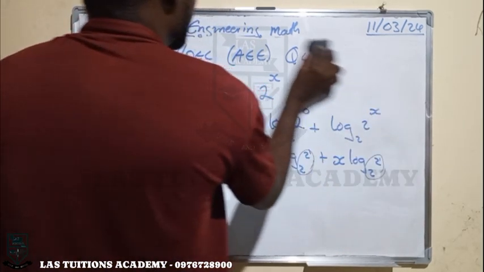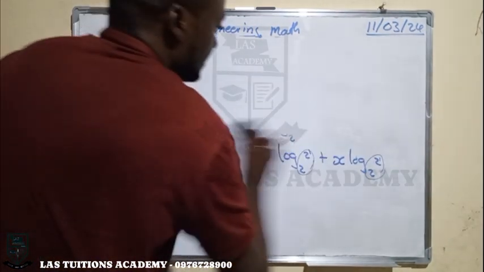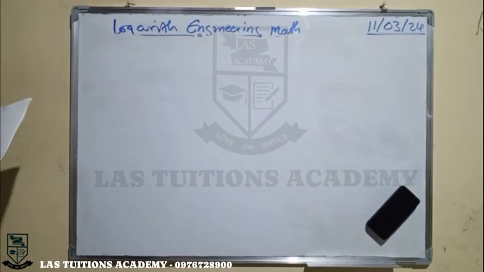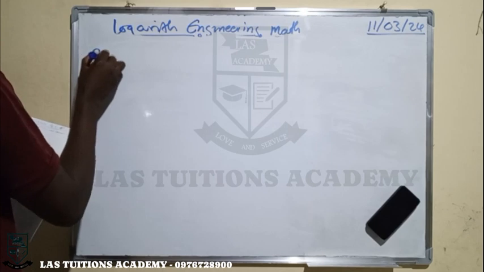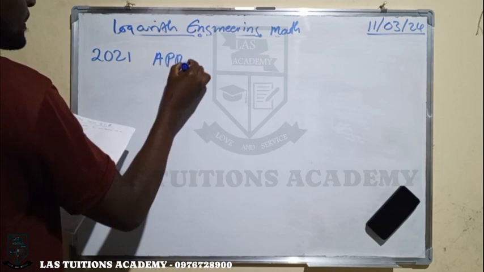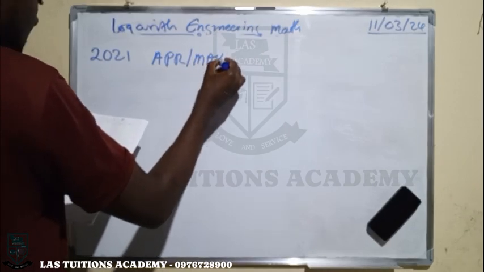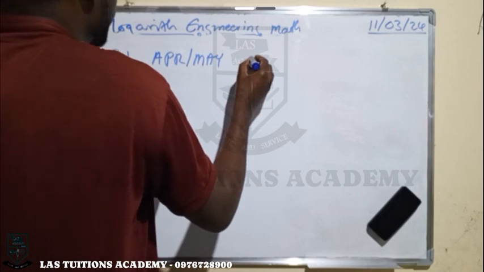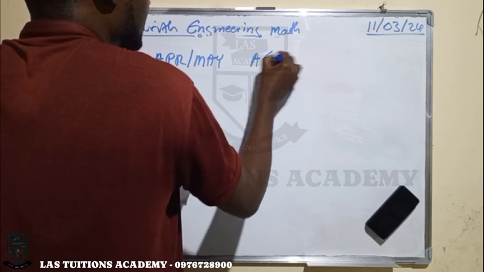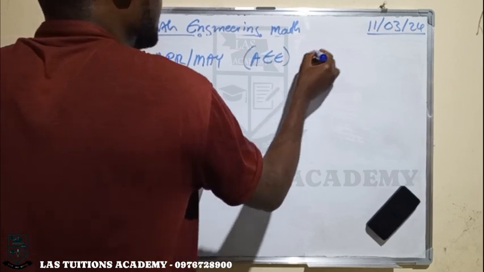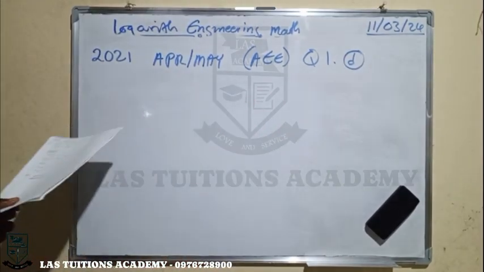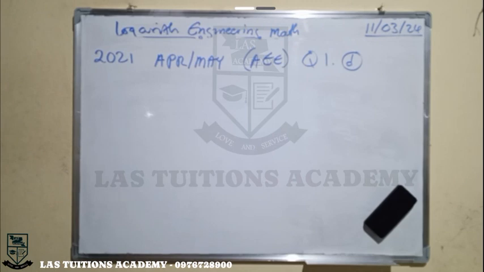So the next question is from 2021, April, May, 2021. This is still AEE. So we have question 1D. It says solve the equation for real values of x.